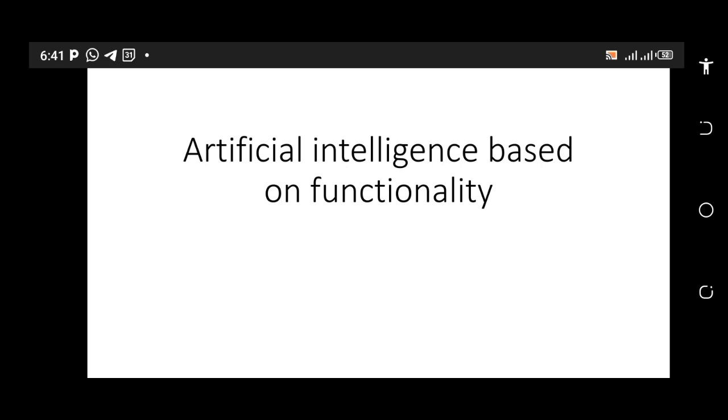In today's lesson, we are going to learn artificial intelligence based on functionality. In our previous video, we made mention that artificial intelligence is being categorized into two main types: artificial intelligence is classified based on technology and also classified based on functionality. But in today's video, we are going to be focusing on based on functionality.